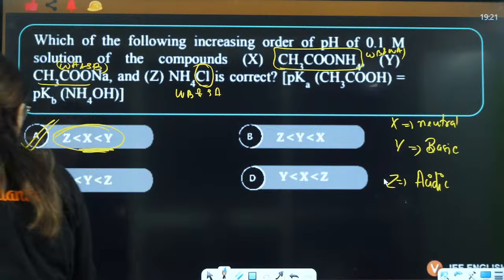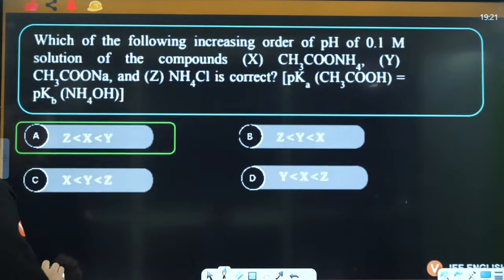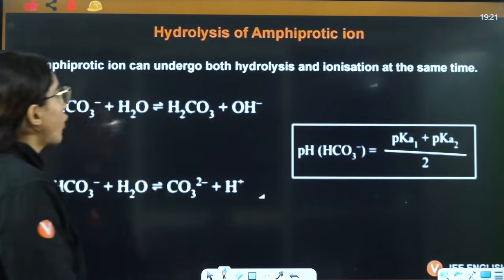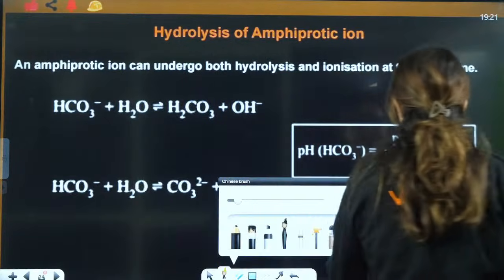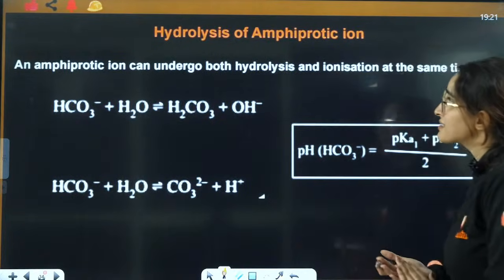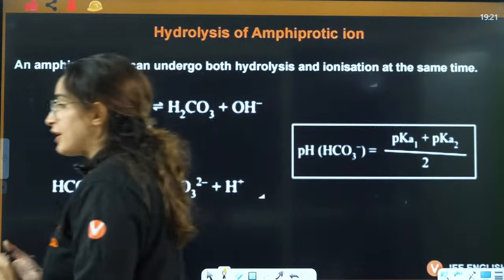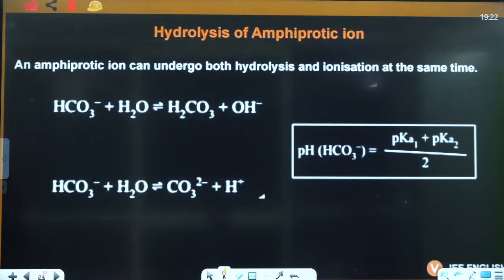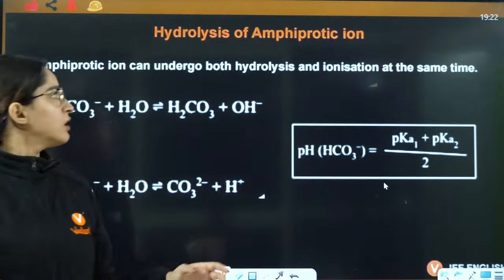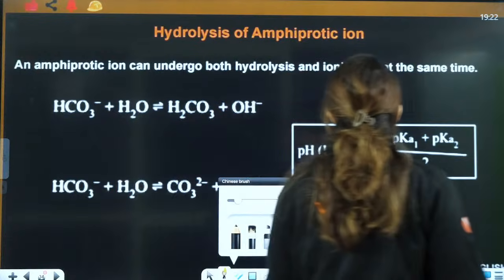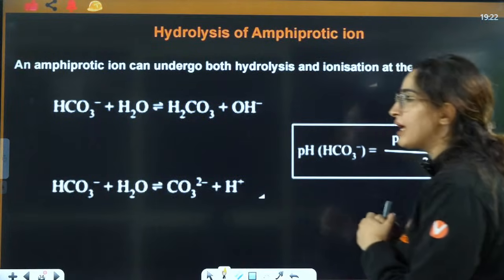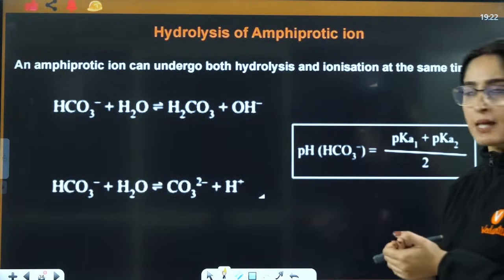Clear? Right? So what we are doing is we are just applying the concepts here, right? Now, next is the hydrolysis of amphiprotic salts. Can you tell me what are amphiprotic ions? That can behave both as an acid and a base, right?